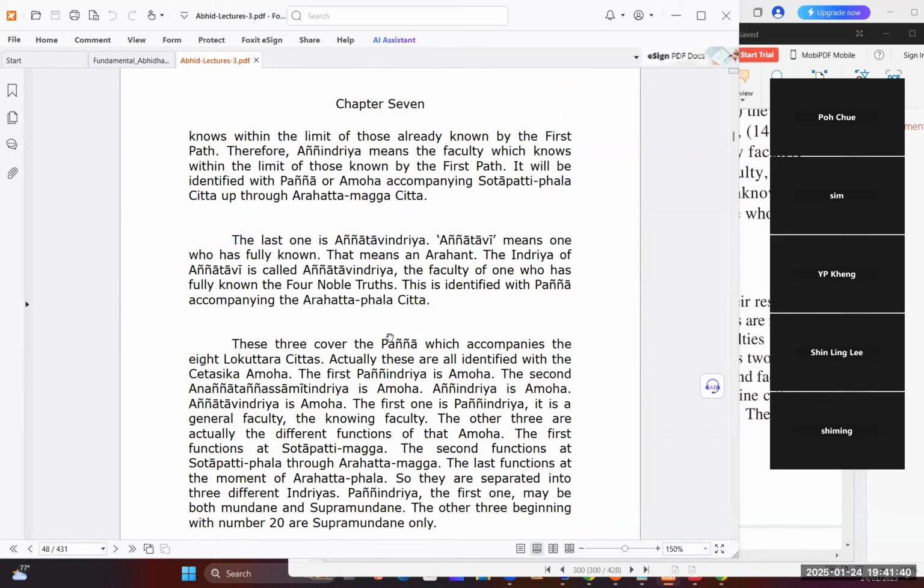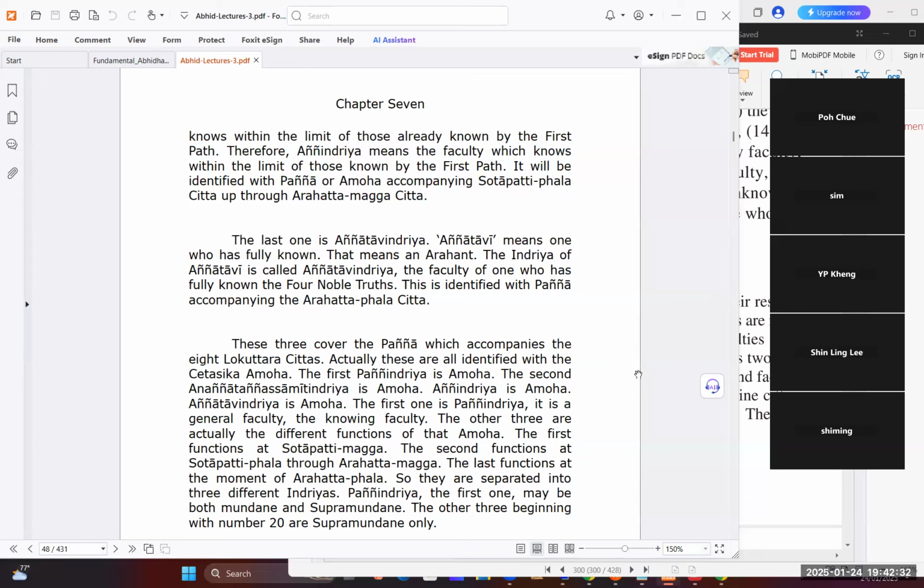The last one is Anyatavindriya. Anyatavi means one who has fully known. That means an arahant. The Indriya of Anyatavi is called Anyatavindriya, the faculty of one who has fully known the Four Noble Truths. This is identified with Panya accompanying the Arahatta Phala Citta. These three cover the Panya which accompanies the 8 Lokuttara Cittas. Actually, these are all identified with the Cetasika Amoha.